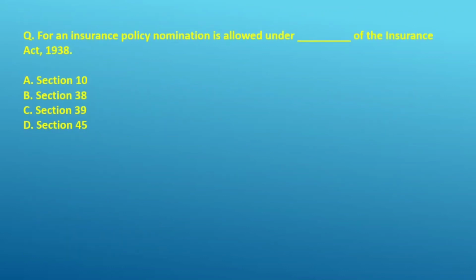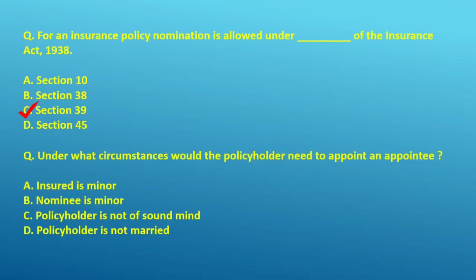Next question is for an insurance policy, nomination is allowed under dash of the Insurance Act 1938. Correct answer is C. Section 39. Next question, under what circumstances would the policyholder need to appoint an appointee? If the nominee is a minor, then a policyholder needs to appoint an appointee.